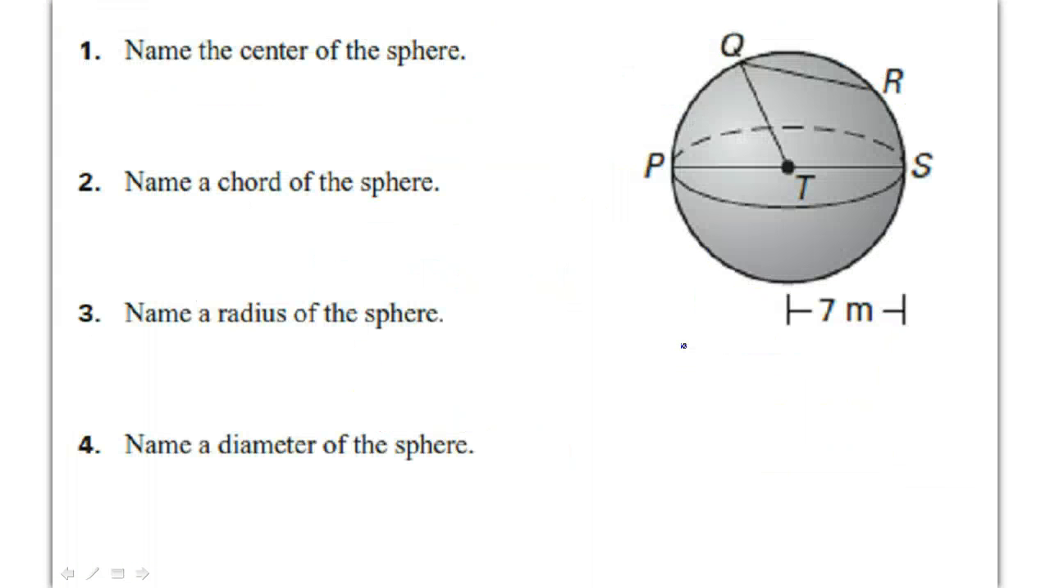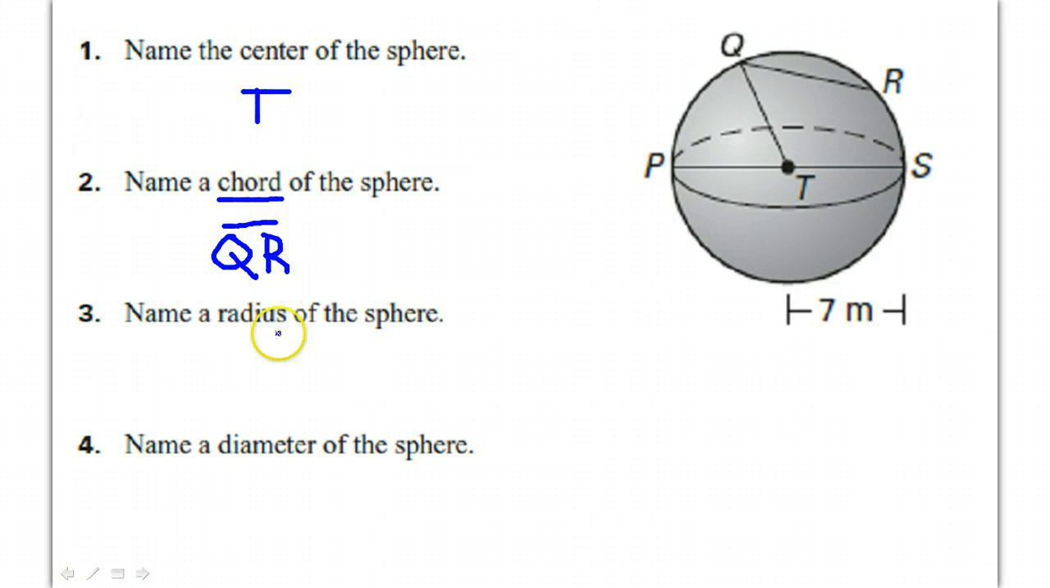Okay, vocabulary. Kelvin, can you name the center of the sphere? The center of the sphere is simply T. It's just a letter. It's just a point. Okay, Jesus, can you name a chord of the sphere? QR. QR would be a good example of a chord. Okay? Pay attention to the symbol that you're putting over it. Don't just leave it QR. Make it segment QR with a little line over it.